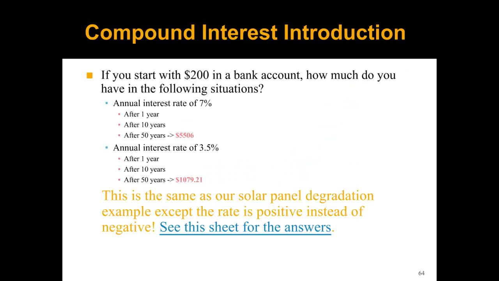With an annual interest rate of 7% after 50 years, you would have $5,506. With 3.5%, you'd have $1,079. This is actually very similar to what we did before with the solar power degradation example, except in this case, the rate is positive instead of negative. You can go ahead and click this Google Sheet to see the answers to this problem and how I calculated them.